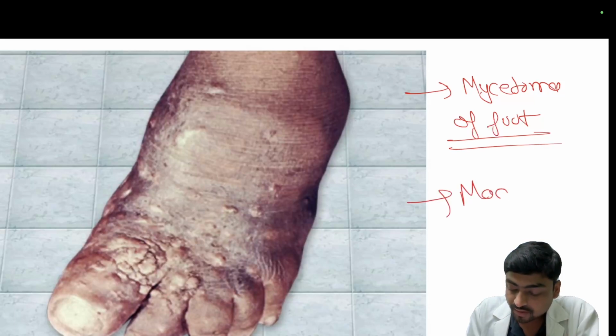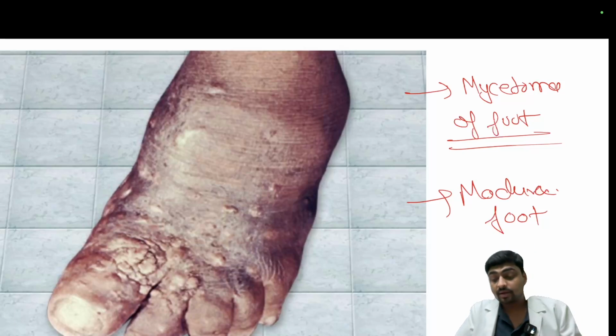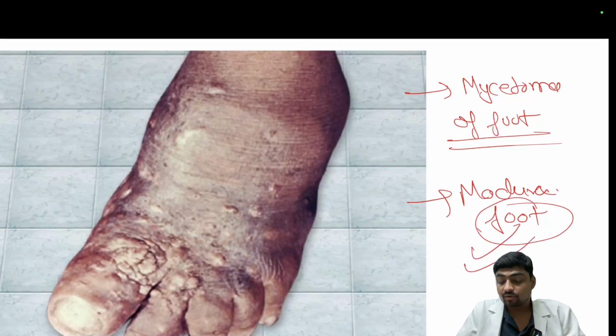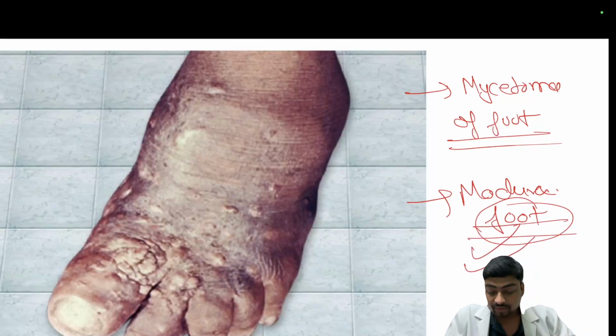Now this image is of mycetoma of foot, also known as the Madura foot. Now feet are the most commonly affected part as we know. Hence, as you can see the mycetoma of foot in this image.